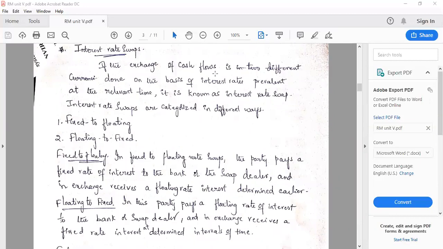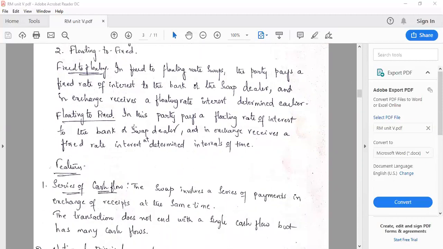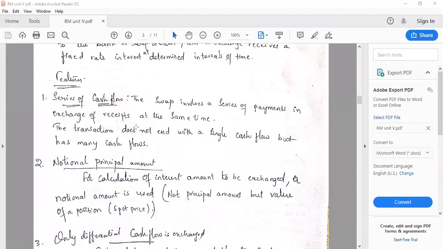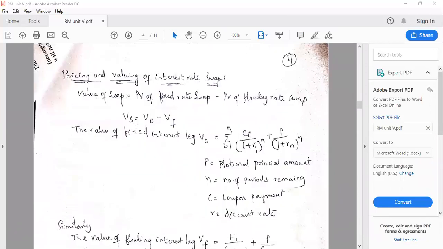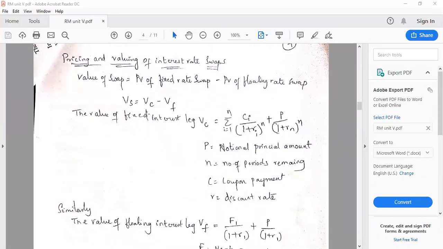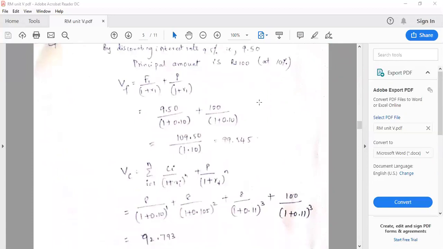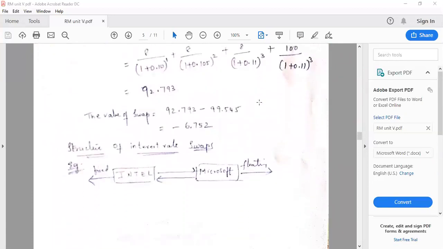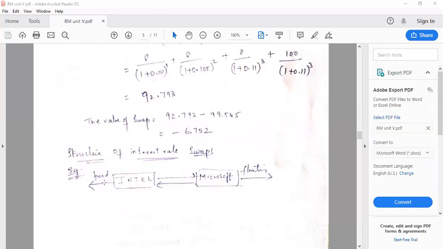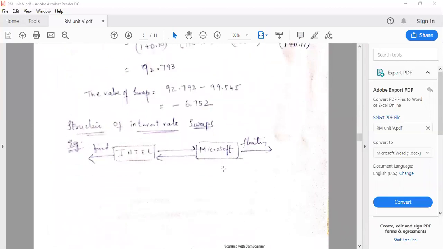In an interest rate swap, the financial instrument exchanged between the two parties is the interest rate, and it is of two types: fixed to floating and floating to fixed. One will pay fixed and the other will pay floating. A series of cash flows, a notional principal value, and differentiated cash flows are its features. The value of the swap we get by the present value of the fixed rate swap minus the present value of the floating rate swap. The structure is that one pays fixed and the other pays floating.